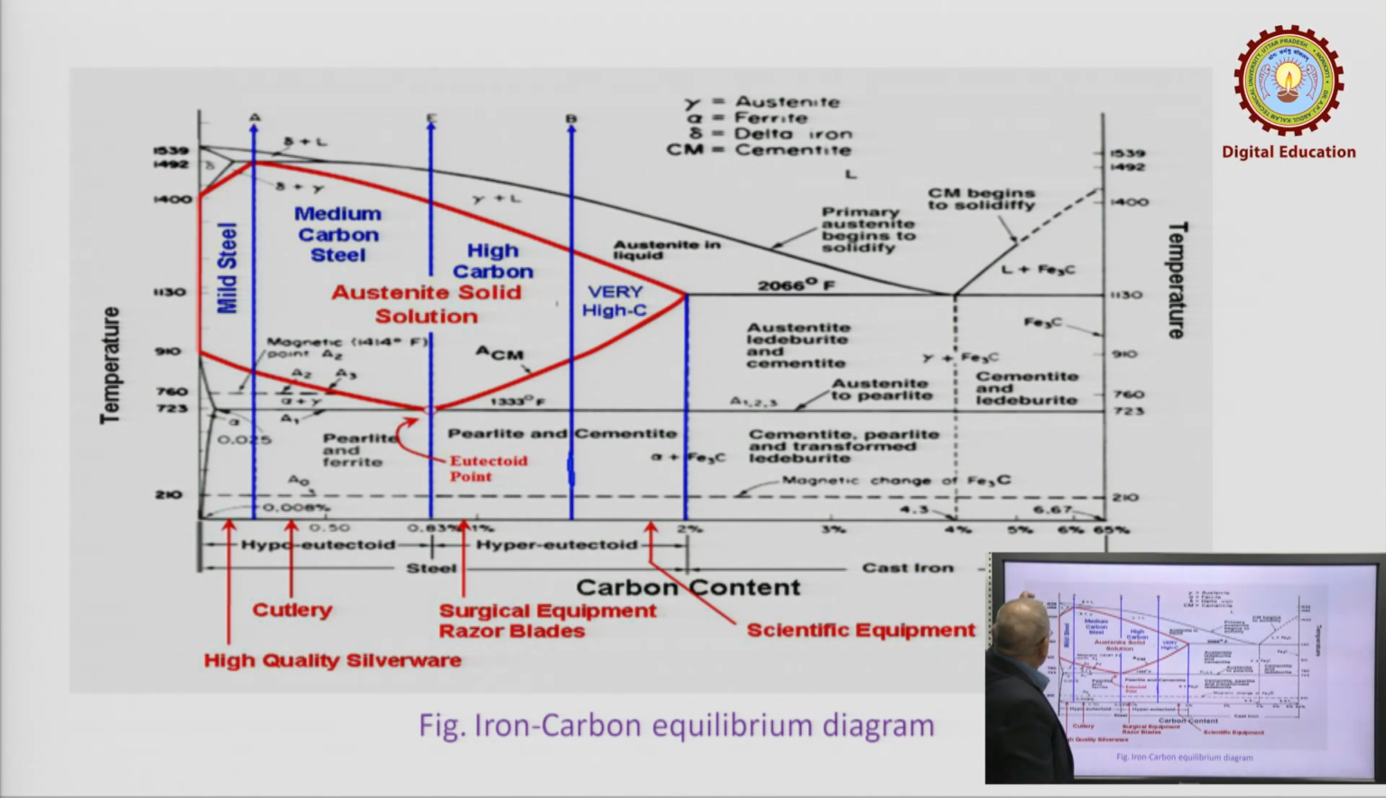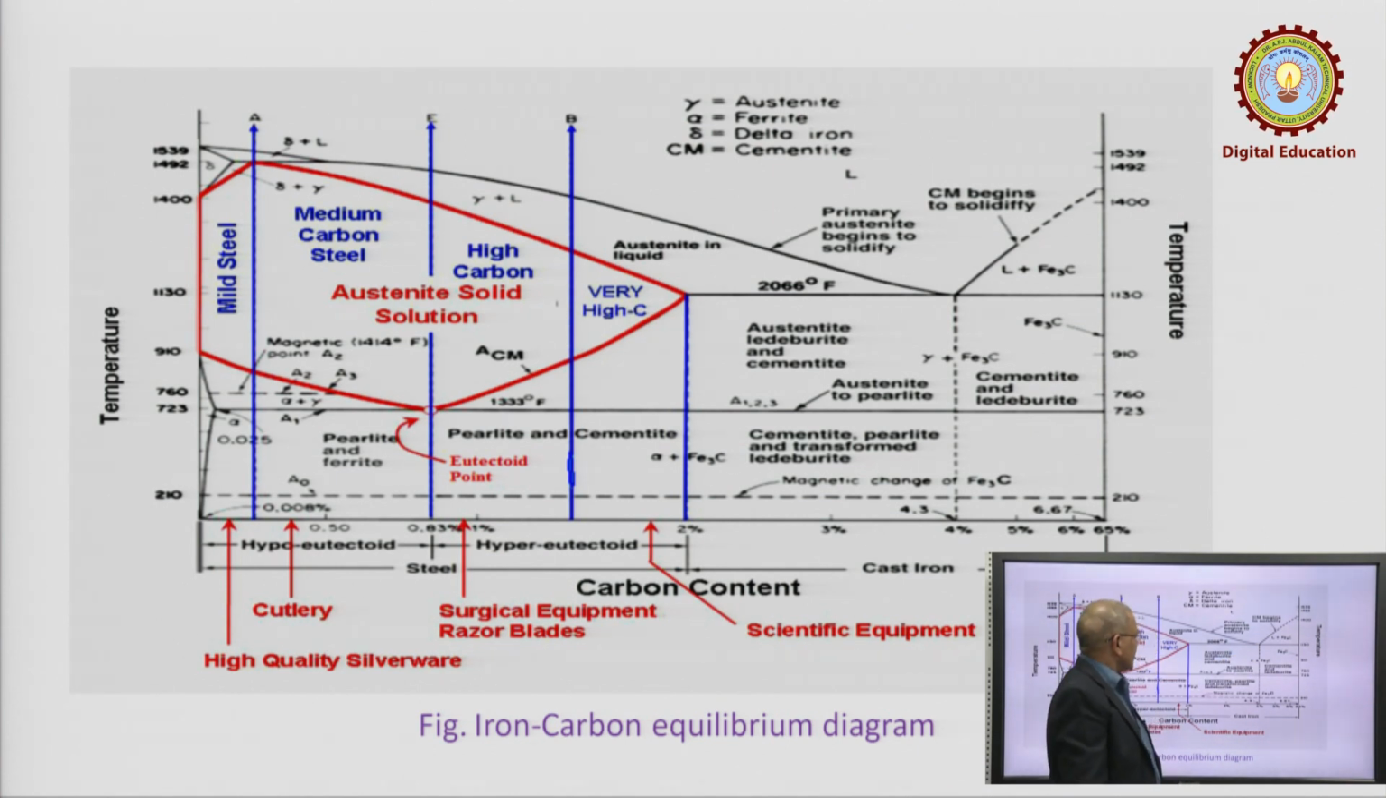On the top side at 1539 degree centigrade and beyond, the material is in liquid state. As you know, the percentage of carbon here is 0, it is pure iron and has a melting point of 1539 degree centigrade. As the percentage of carbon is increasing, you find a drop in melting point and it reaches a minimum value. It is somewhere around 1130 degree centigrade for a percentage of carbon of approximately 4.3%. This point is referred to as the eutectic point.